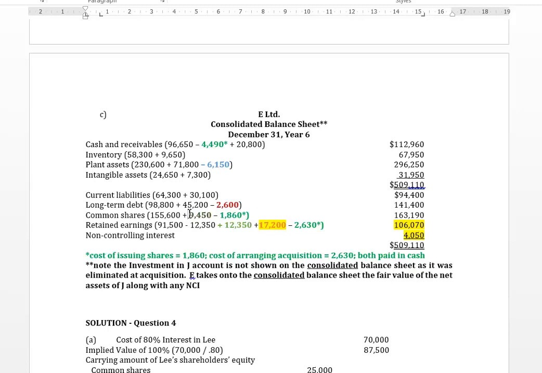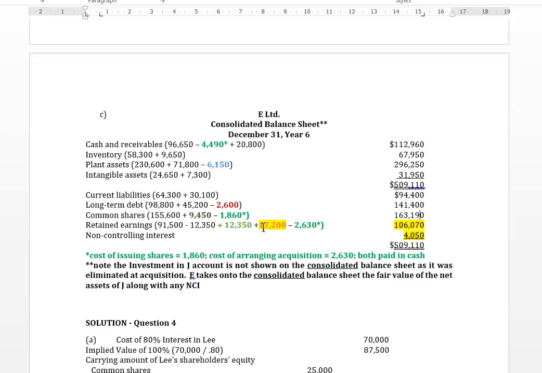And don't forget, we still need to add in the value of the shares that we as E issue to the shareholders of J to get their shares, right? So that's $94.50. So we still have the same number here, $163,190. What does differ here is the balance in retained earnings and non-controlling interest.